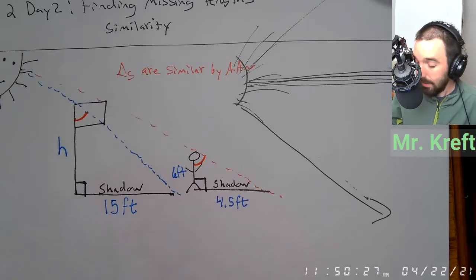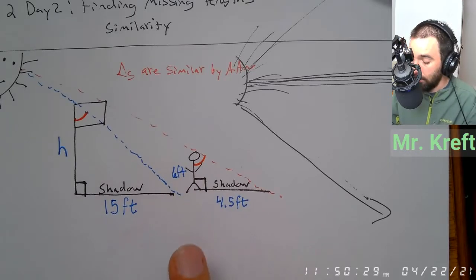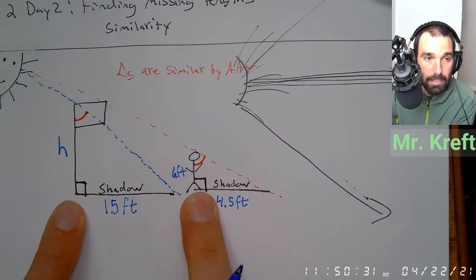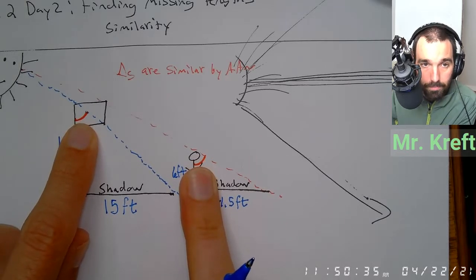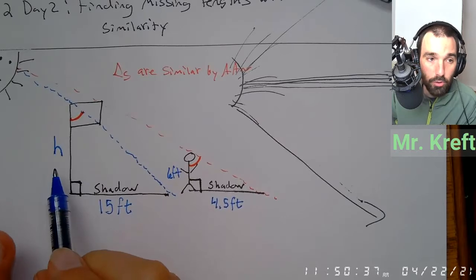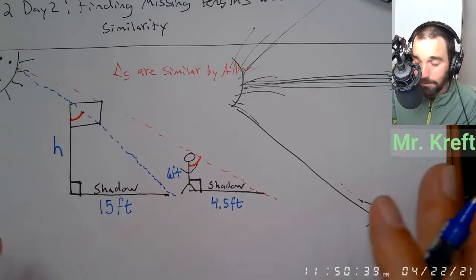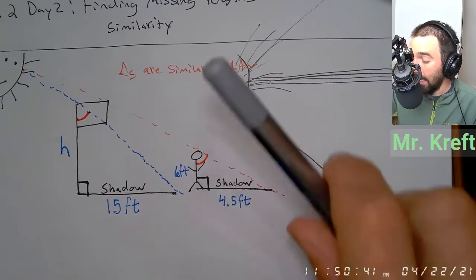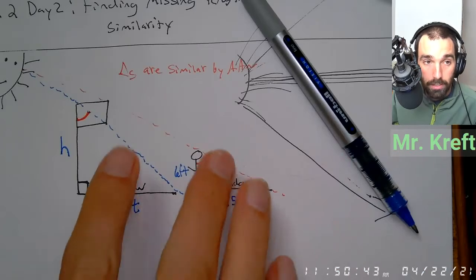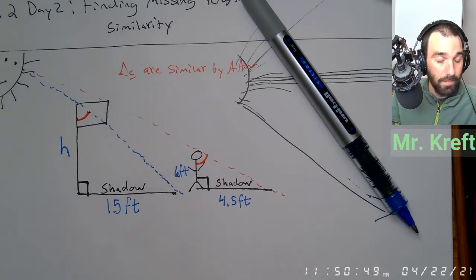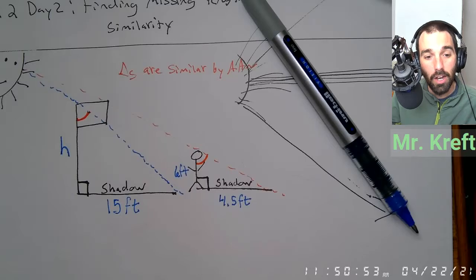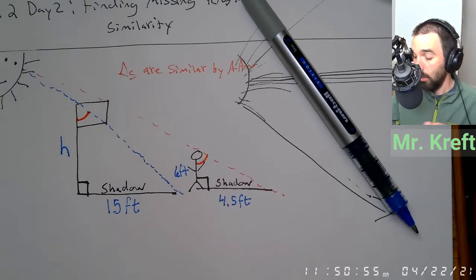Okay, so here's our setup. These two triangles are similar because they're standing straight up and the sun is hitting them at the same angle. What we want to do is find the height of the flagpole. So we have to remember that these triangles are similar. So what do we know about similar shapes? The sides aren't congruent. The angles are, and the sides are proportional.